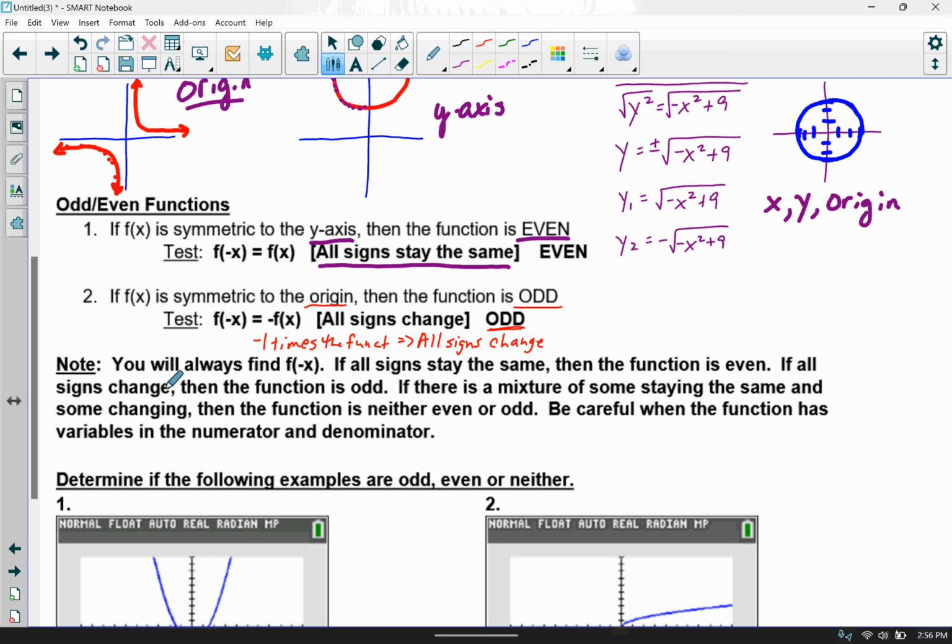I came down here below and I said you are always going to find f of negative x. If all the signs stay the same, your function is even. If all the signs change, your function is odd. If there's a mixture of some staying the same and some changing, your function is neither odd nor even. But we do have to be careful when our function has variables in the numerator and the denominator, okay? I'm going to demonstrate an example of that on the next page for you, okay?